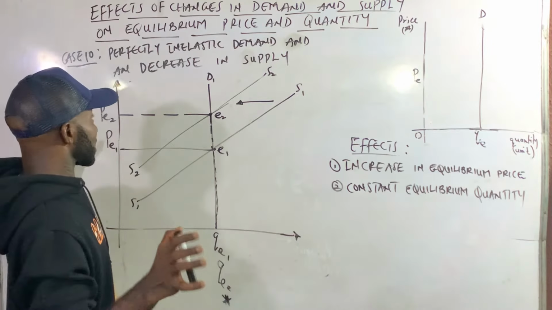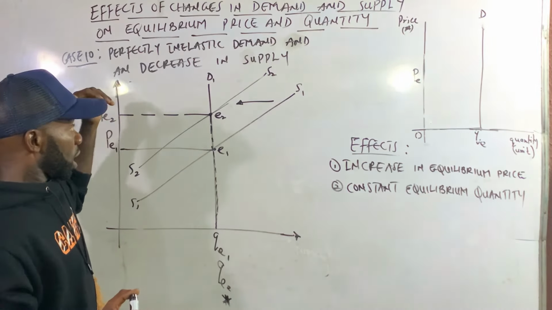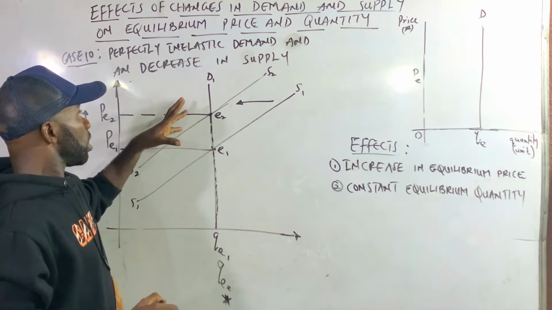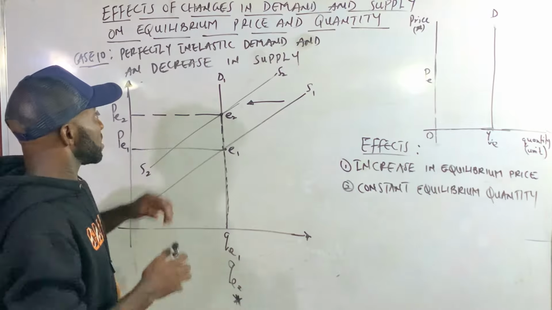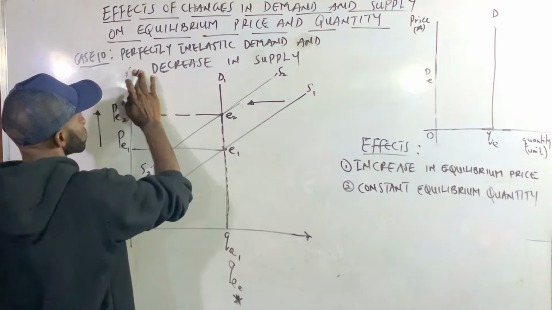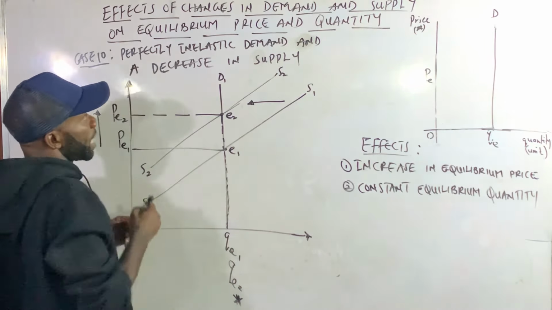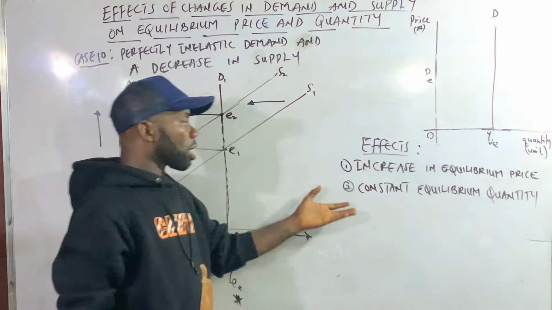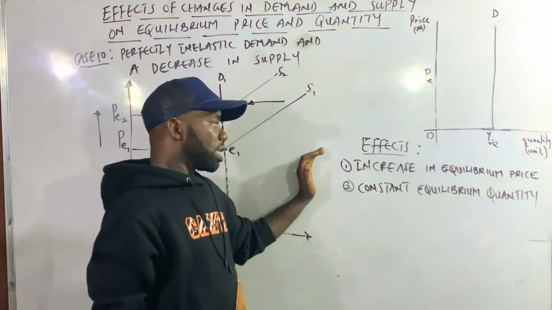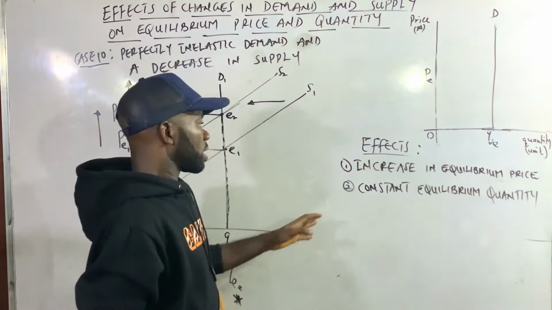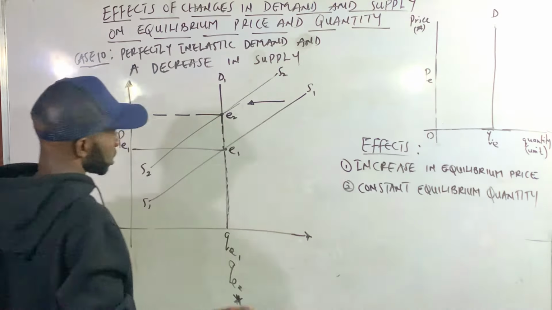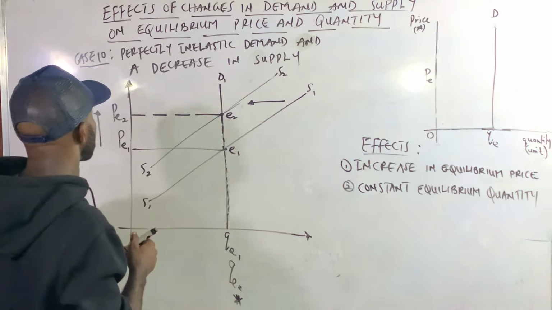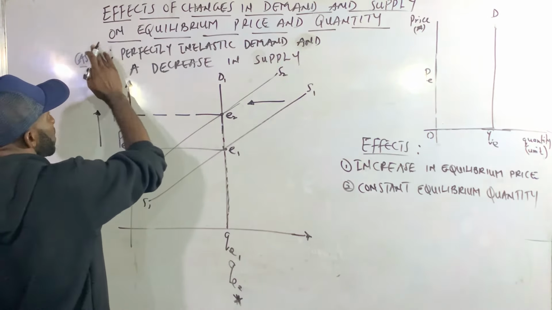So for any question where the examiner says, with a perfectly inelastic demand curve, a decrease in supply will lead to what? The correct option is the one that will accommodate an increase in equilibrium price and a constant equilibrium quantity, just the same way the diagram displays. The next one is case number 11.